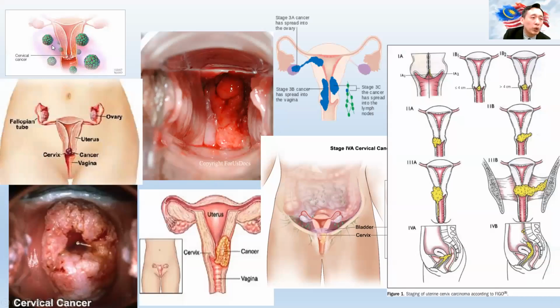This shows you that the virus attacks the transformation zone. Then in the long run, CIN1, 2, and 3 become cancer. It's a mess here. When it becomes necrotic, they will have postcoital bleeding, intermenstrual bleeding, and abnormal discharge. Then it spreads to the surrounding bladder, rectum, and nearby lymph nodes, and metastasizes to the liver.